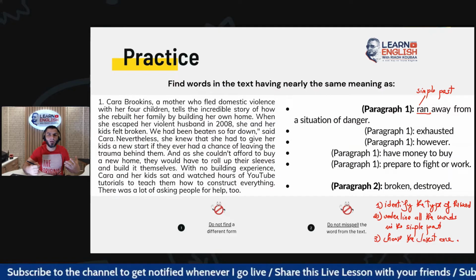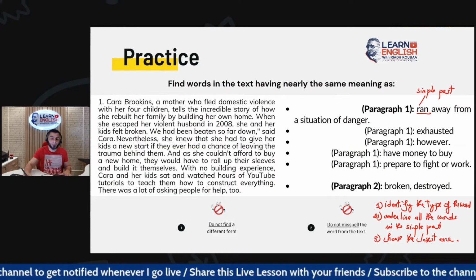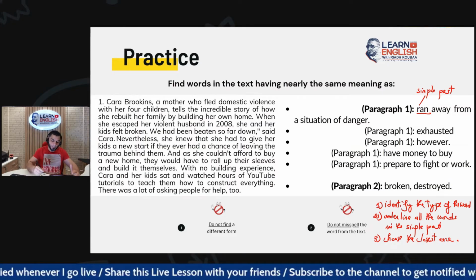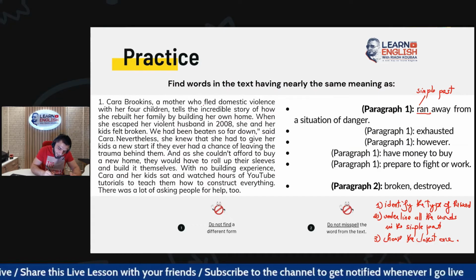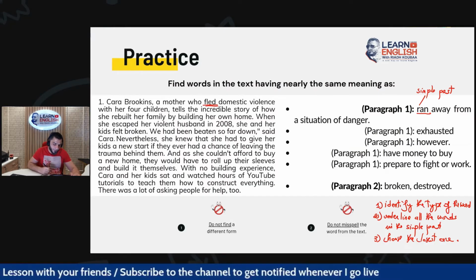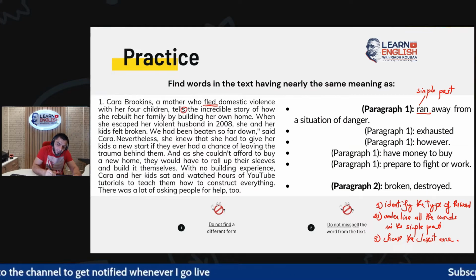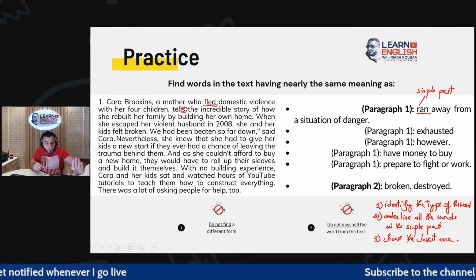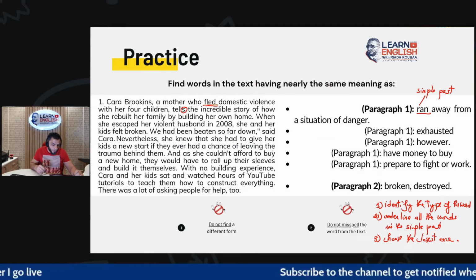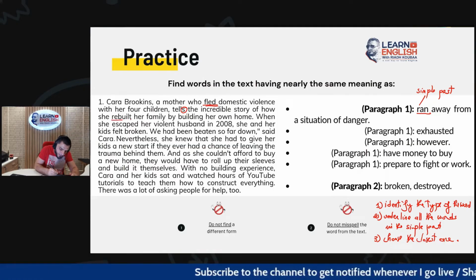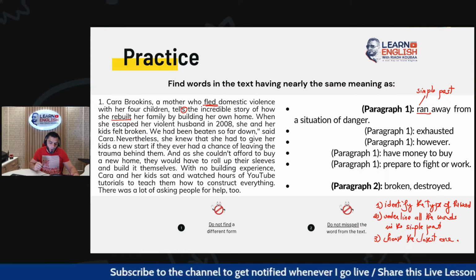So I'm going to read quickly and underline all the words in the simple past. So Kara Brooken, a mother who fled. This is a simple past verb. Domestic violence with her 4 children, tells her incredible story. So you see here, tells is a simple present tense. So I'm not going to underline it. The incredible story of how she rebuilt, this is a past verb, her family by building her own home.